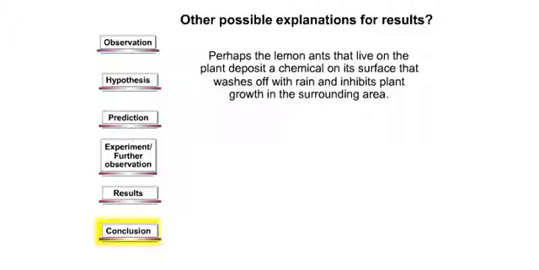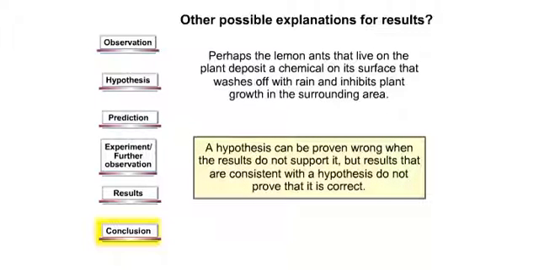The ant-produced chemical might also have gotten into your extract, along with the chemicals produced by the plant itself. A hypothesis can be proven wrong when the results do not support it, but results that are consistent with a hypothesis do not prove that it's correct. Even successful experiments often lead to revised hypotheses and further experimentation.